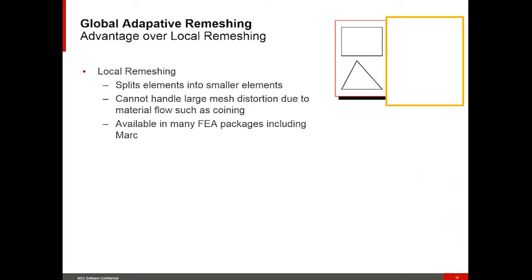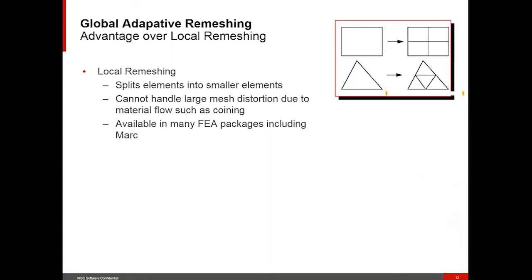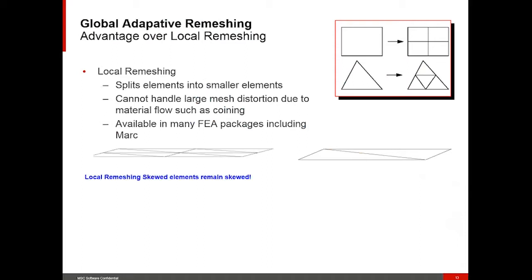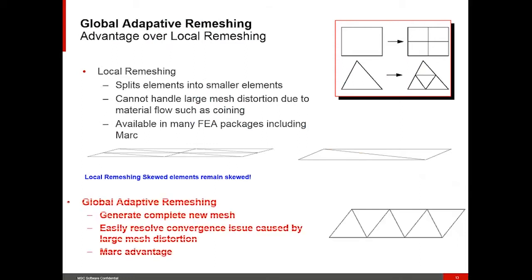This slide explains why the local remeshing method cannot help to resolve the element distortion problem. When local remeshing happens, the original elements are split into smaller ones. When element distortion happens, if we use local remeshing, we can see that after the local remeshing, the smaller elements are still distorted. On the other hand, global remeshing creates a completely new mesh, and the new elements are without distortions.